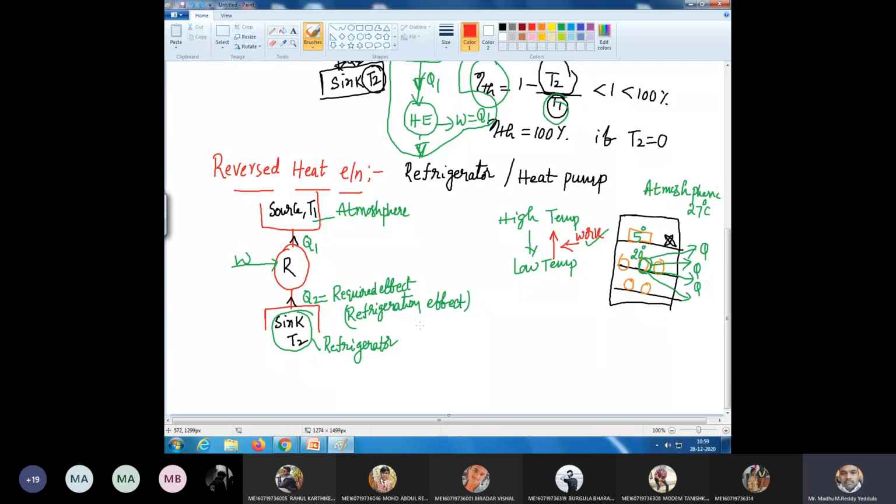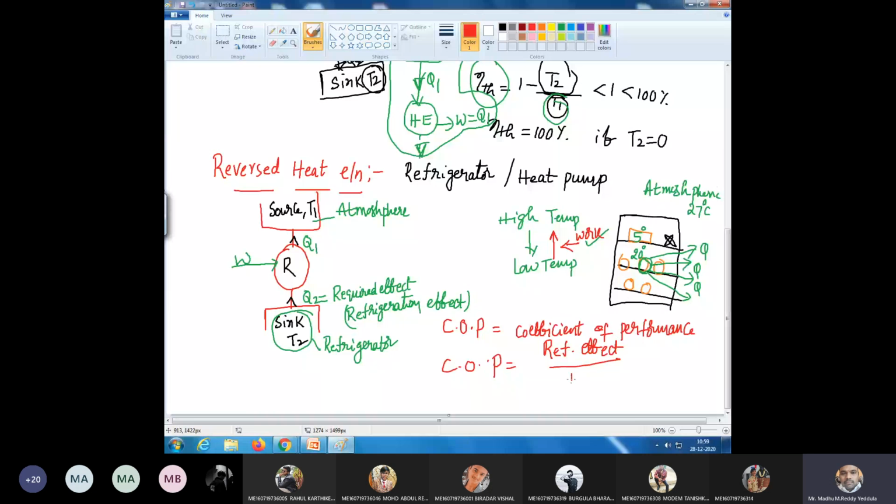The performance of a refrigerator or heat pump is evaluated by using the parameter COP. It is called coefficient of performance. It is like efficiency. So that is equal to the output we require, which is the refrigeration effect, divided by what we are supplying as input, that is the work input. So this is the COP.